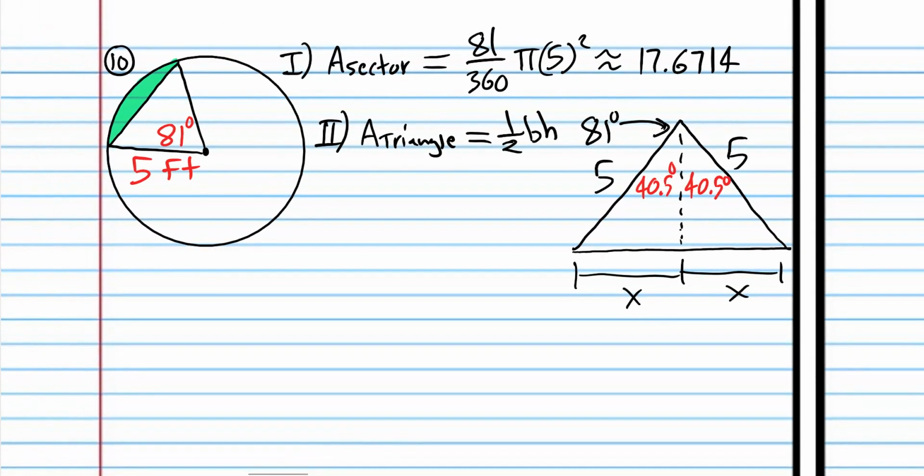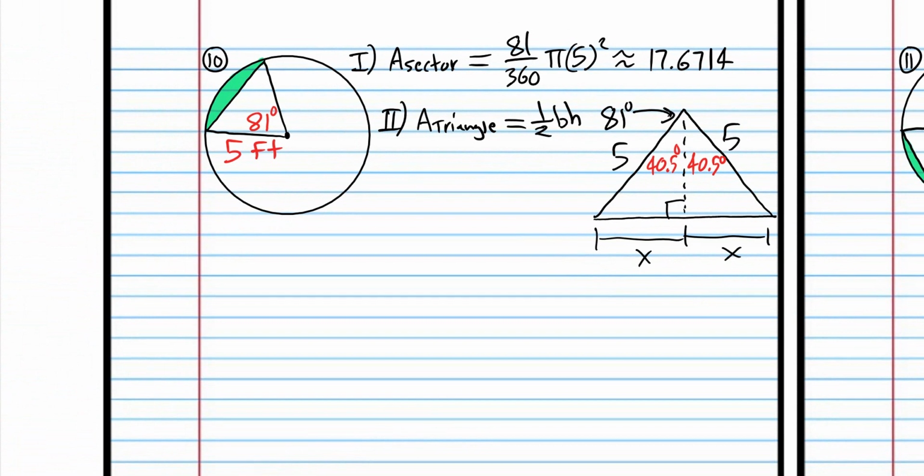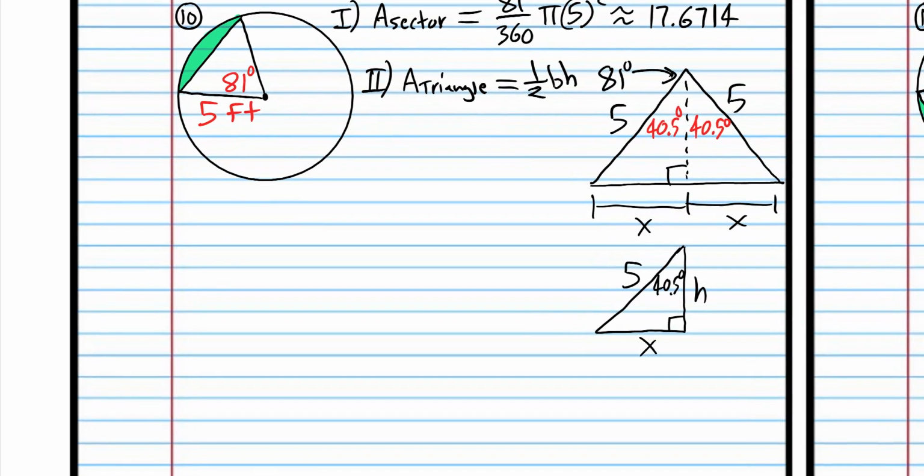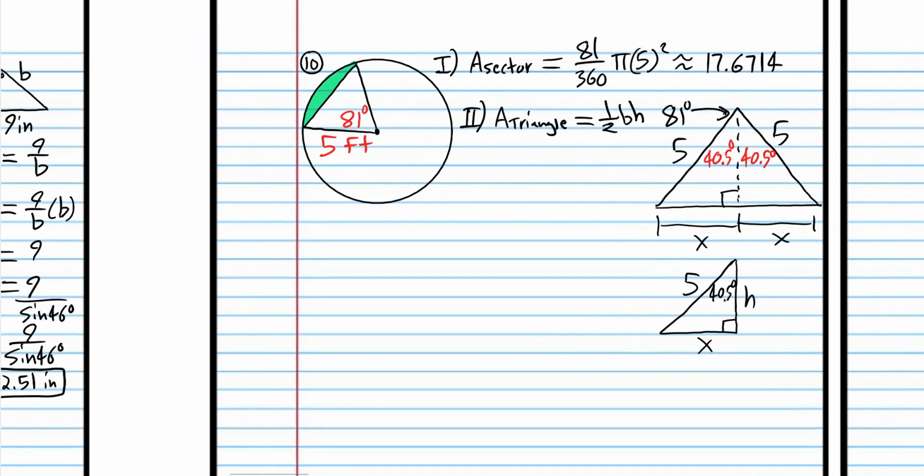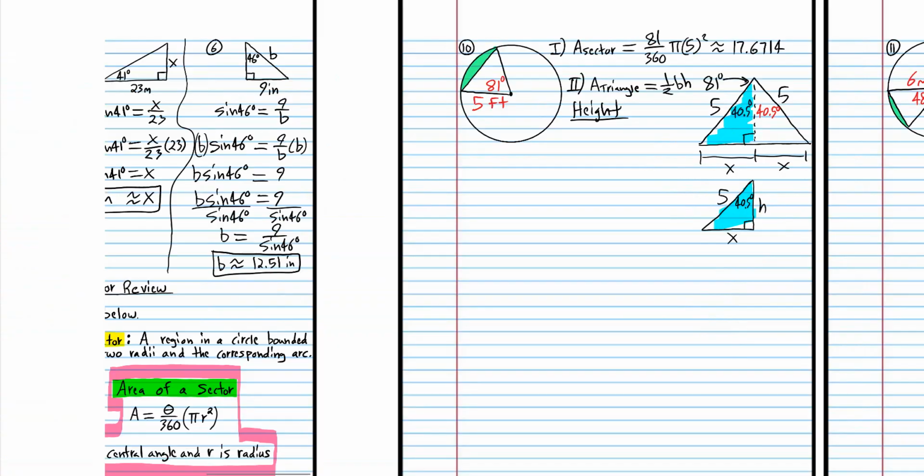And so now we're ready to take out that left triangle, and again, you can take out the right triangle if you want. We're going to call this side H, and this angle is 40.5 degrees. This side is 5, that's a right angle, and this side, of course, is X. So now we're going to find the height of this triangle, and I should probably color that to let you know what triangle I'm pulling out there.